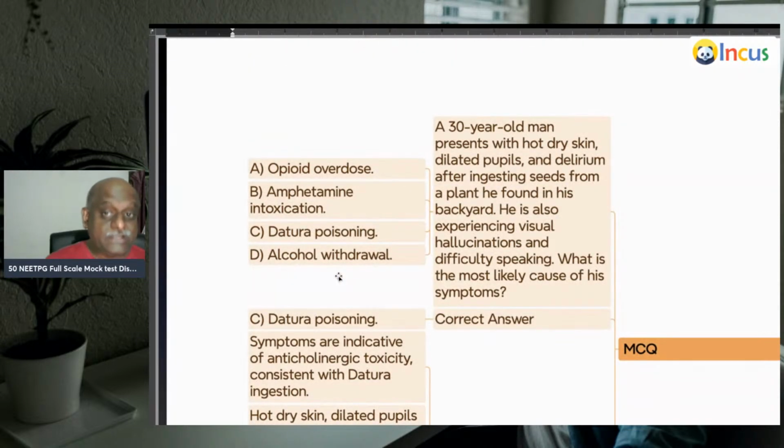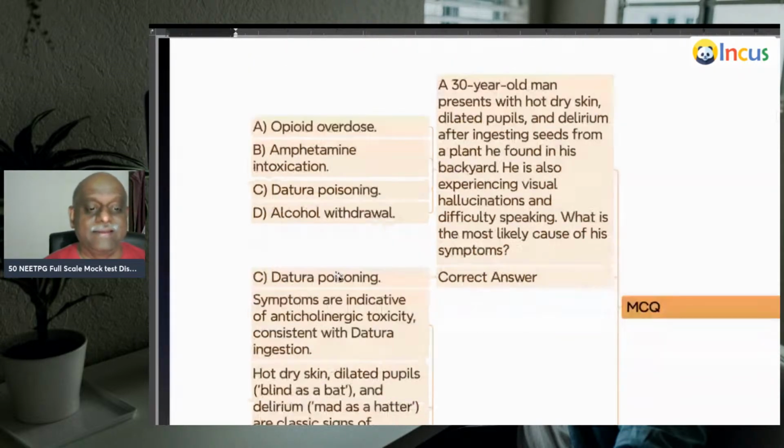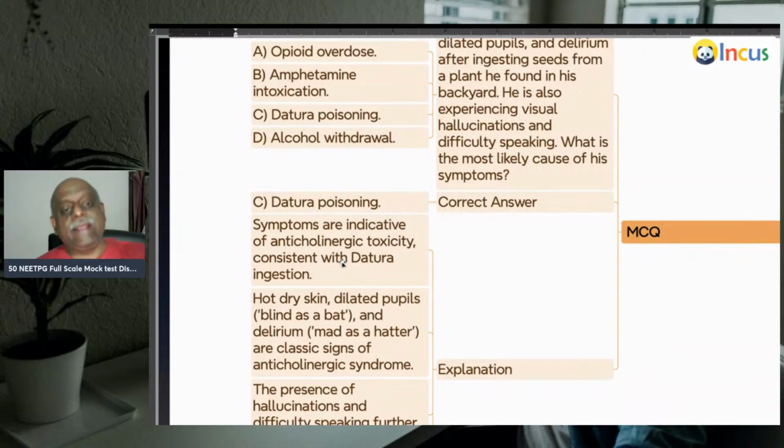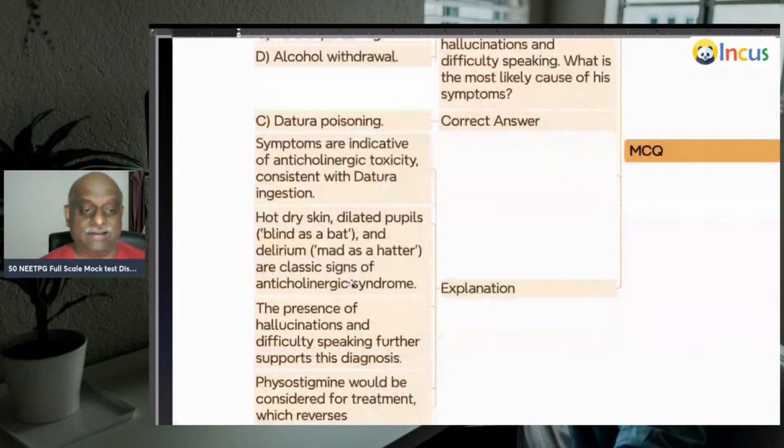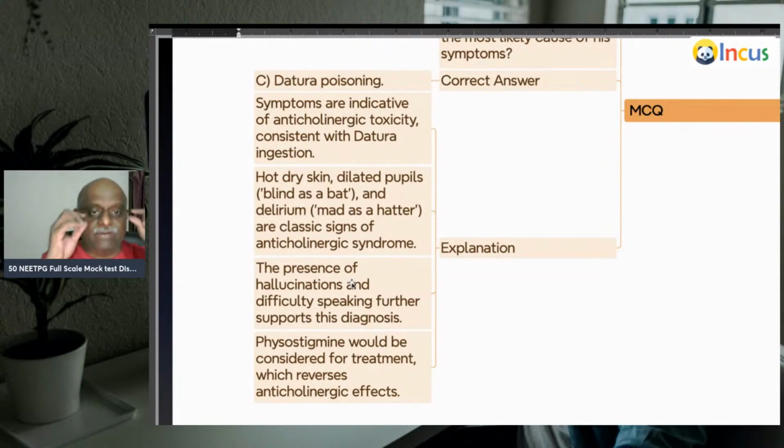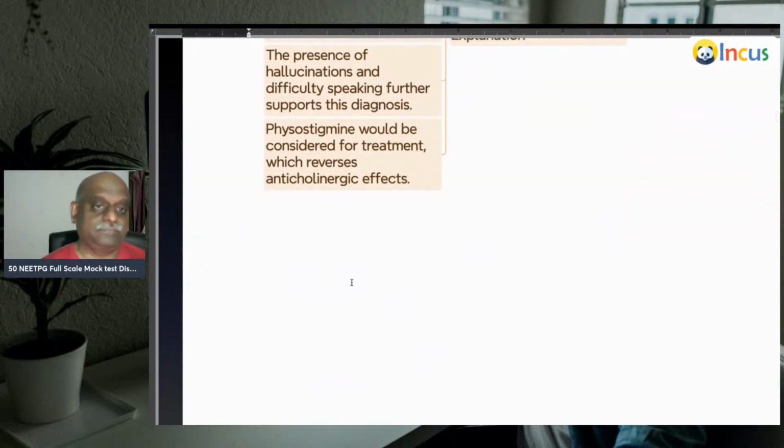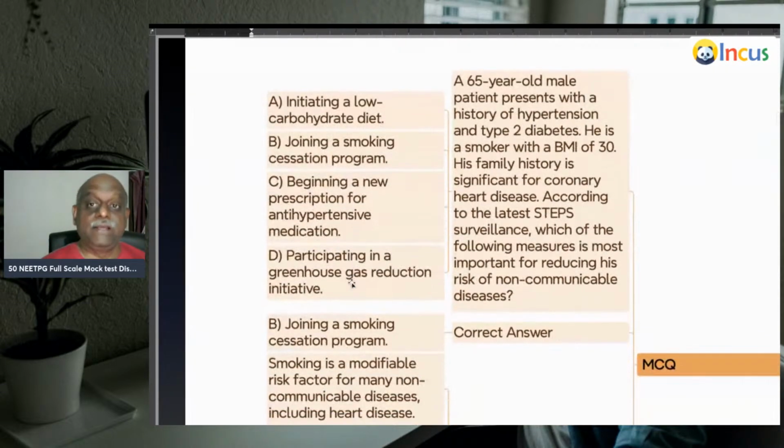30-year-old with hot, dry skin, dilated pupils. So typically excess anticholinergic activity, which you see in the case of datura ingestion. Hot, dry skin with dilated pupils, blind as a bat, delirium, mad as a hatter, are the classical signs of the anticholinergic syndrome. And physostigmine is considered to be the treatment of choice.